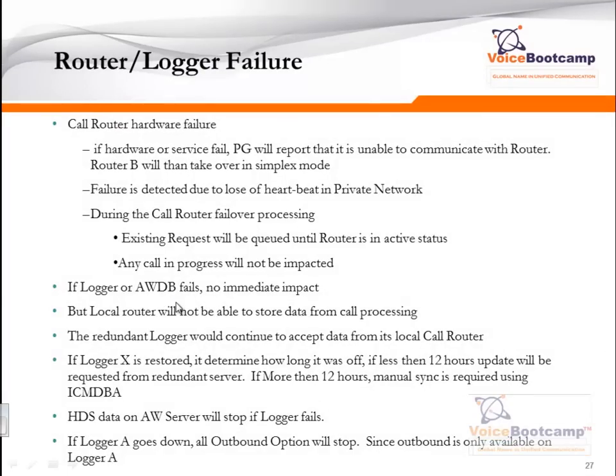Now, that is the private network failure. But what if the router itself fails, the server crashes or the process crashes? In that case, if the service or the hardware fails, the PG will report that it is unable to communicate with the router. Router B will then take over in simplex mode. A failure is detected due to the loss of heartbeat in the private network. During the call router failure process, an existing request will be queued until the router is in active status.